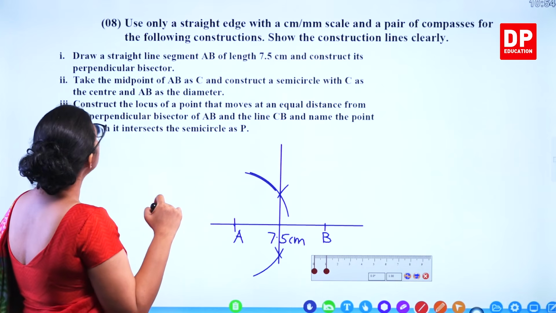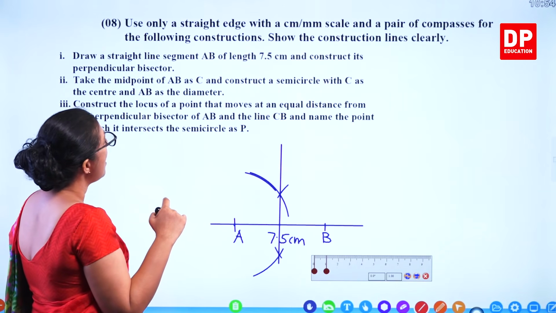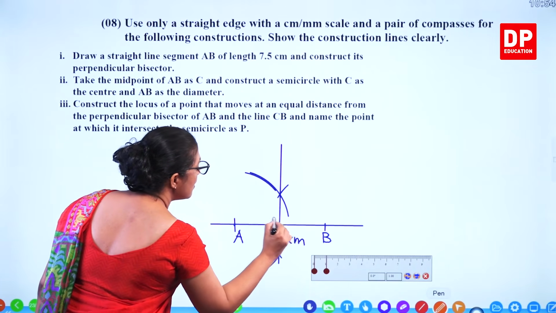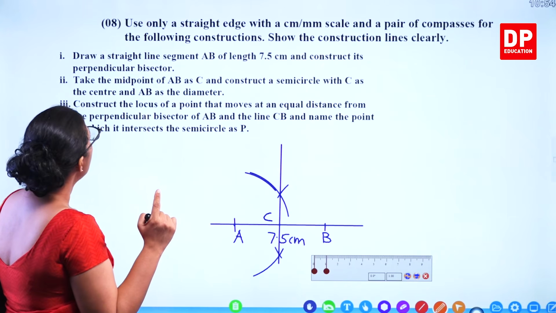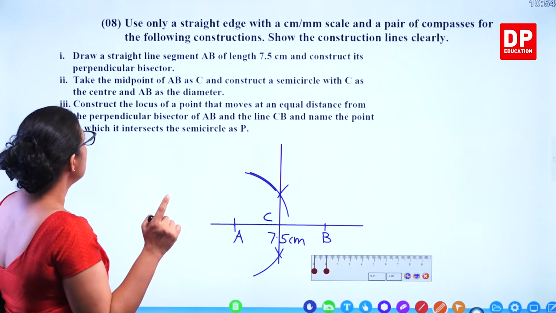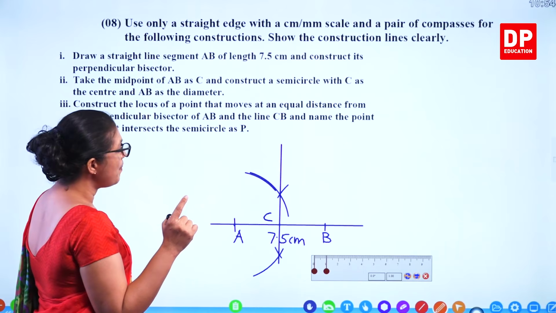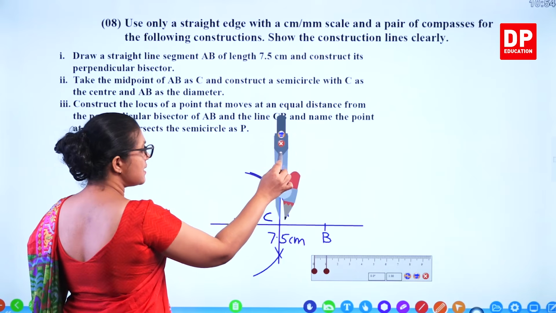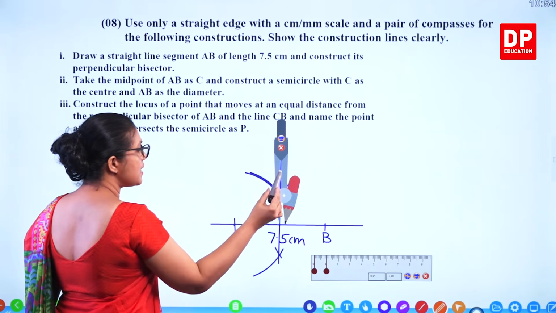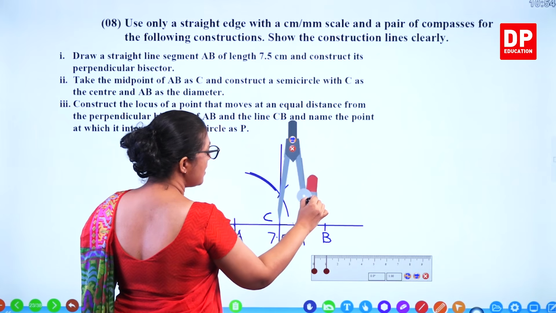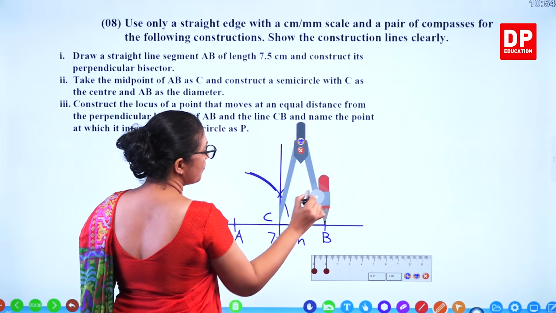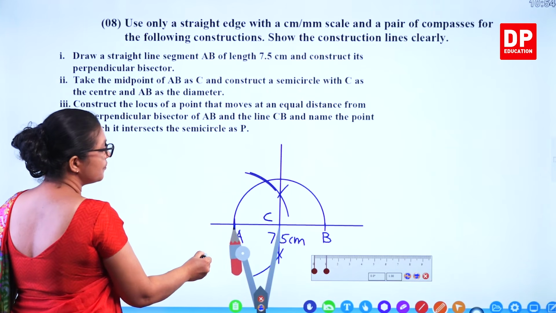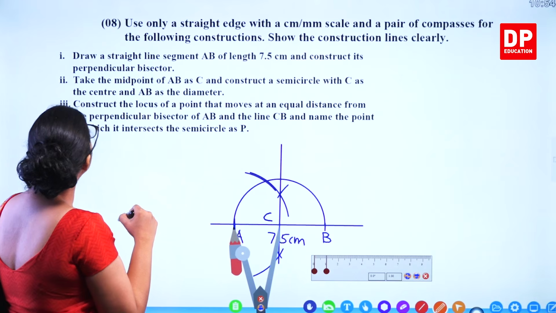That's the second part. Take the midpoint of AB as C. So that's the midpoint here, C. And construct a semicircle with C as the center and AB as the diameter. So they are asking to draw a semicircle with center C and AB as diameter, which means CB is the radius. They are asking you to draw only a semicircle, so only up to here. That's the second part.